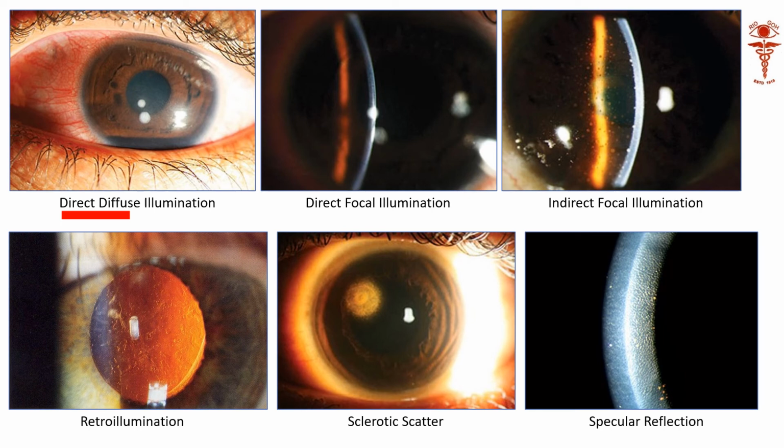Similarly, I want to see a sclerotic scatter. I shine the light here at one limbus, and the light comes through the other limbus like a halo, like an umbra around an eclipse, like that. This is called sclerotic scatter.